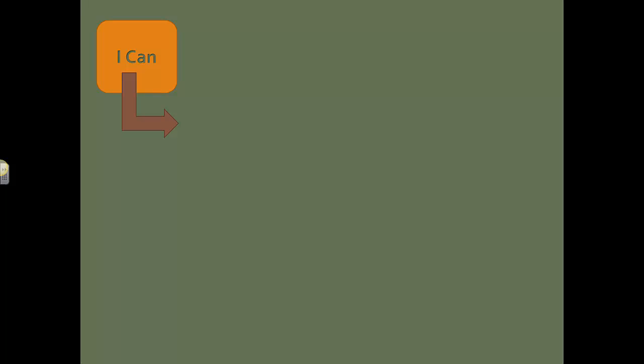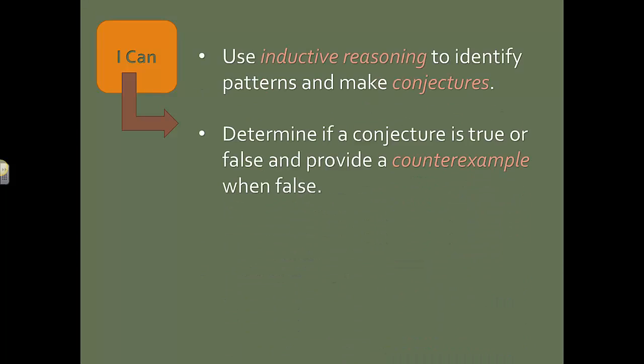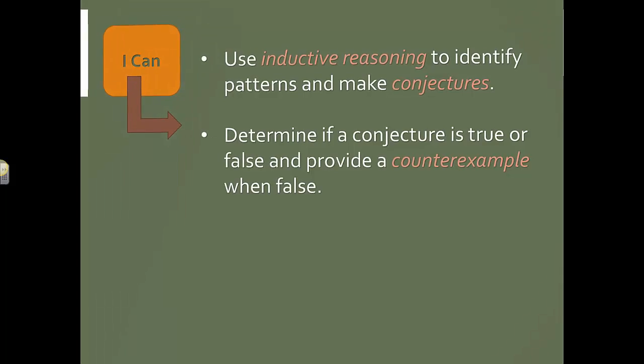By the end of this section you should be able to say, I can use inductive reasoning to identify patterns and make conjectures, and determine if a conjecture is true or false and provide a counterexample if it is false.